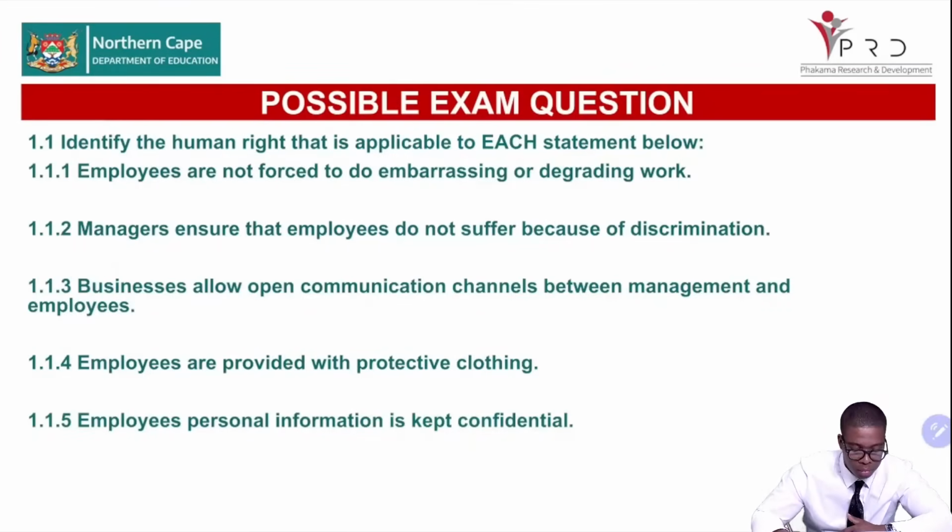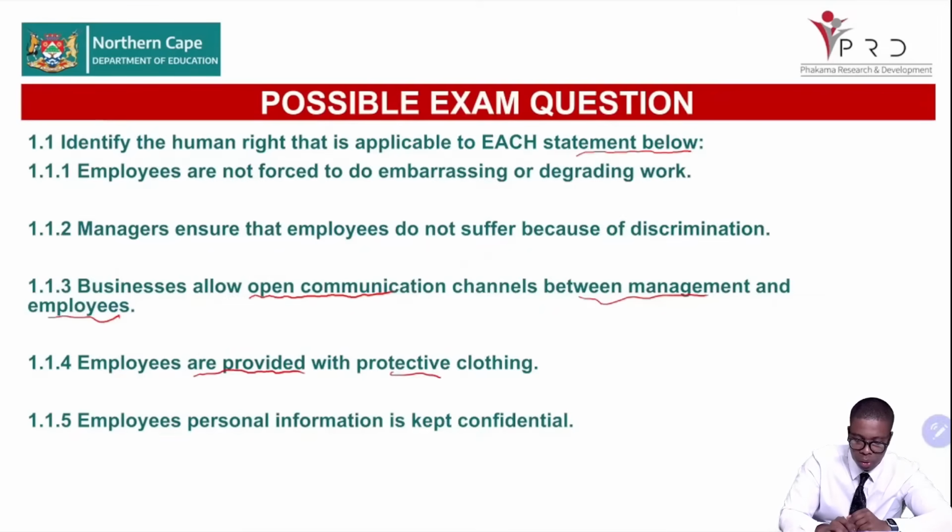Now, 1.1.1 is a question that has statements. So 1.1 says identify the human rights that are applicable to each statement below. Now, employees are not forced to do embarrassing work or degrading work. Managers ensure that employees do not suffer because of discrimination. Another statement says businesses allow open communication channels between management and employees. Then another one says employees are provided with protective clothing. Then another one says personal information is kept confidential.